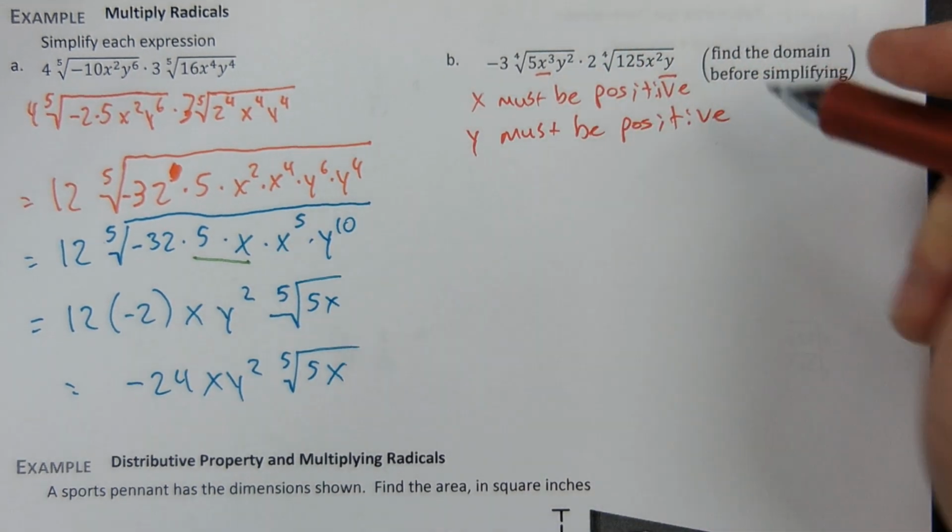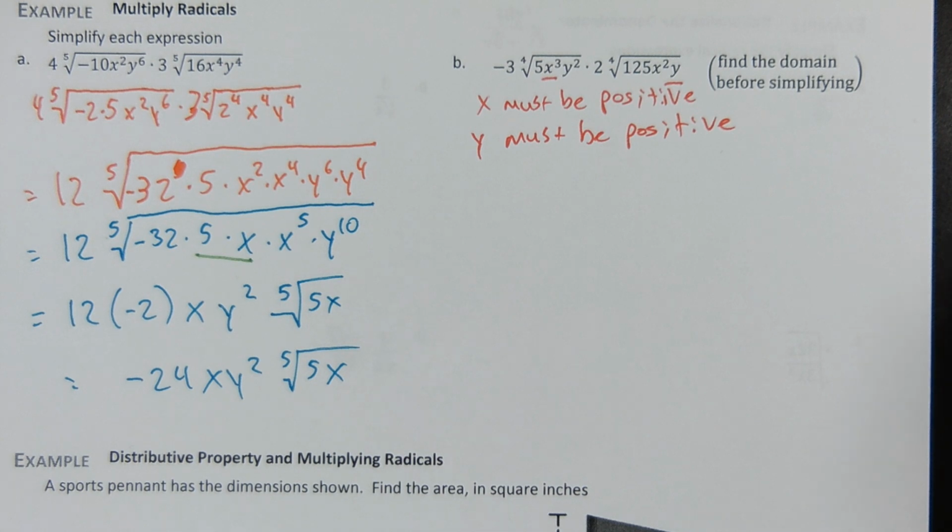Regardless of what occurs in our work now, we do not need to use absolute value bars, even if we end up canceling an even power with an even root, because we already know both of these variables must be positive. Yes, Jared?